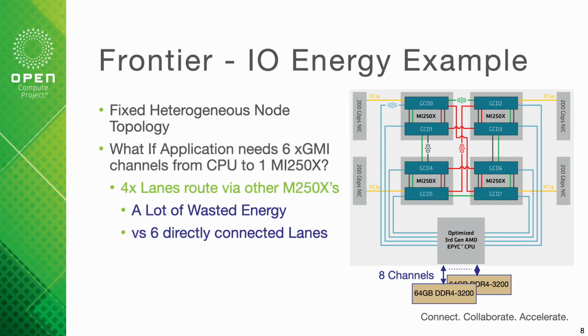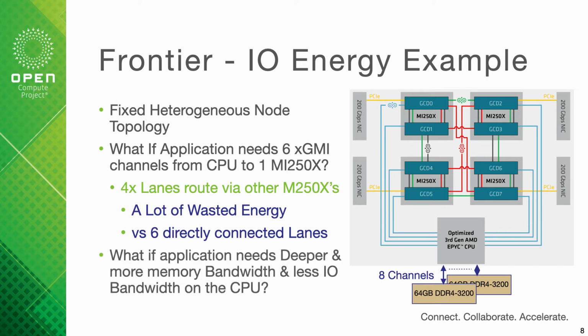But what if you analyze your application and you said, oh, I need the bandwidth of 6 XGMI links, Infinity Fabric links, between my CPU and one of the GPUs? Well, sure enough, you can do this with this architecture, but you're going to have to route 4 of the lanes through 2 of the other 250X GPUs. And that's a very expensive, wasted energy way of getting that, versus being able to directly connect 6 lanes from the CPU to the GPU. And that would be much more energy saving.